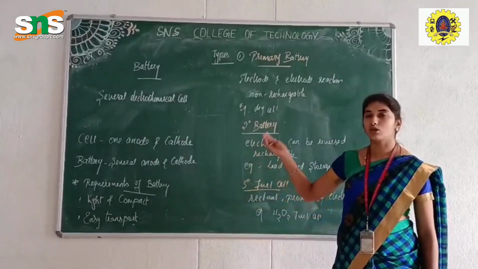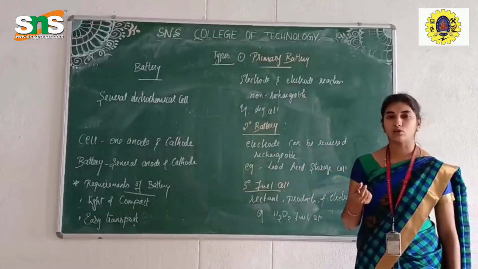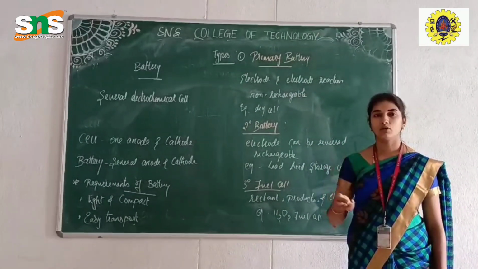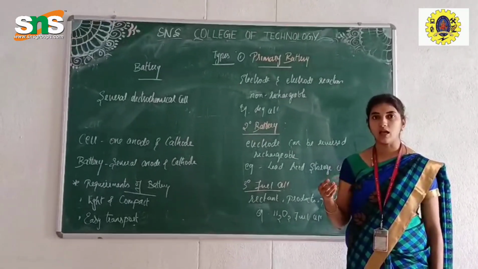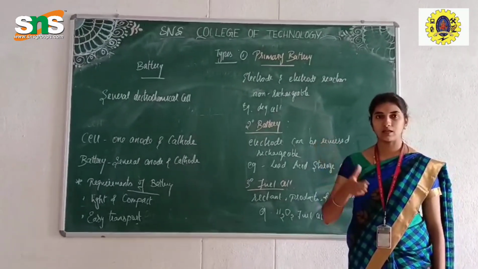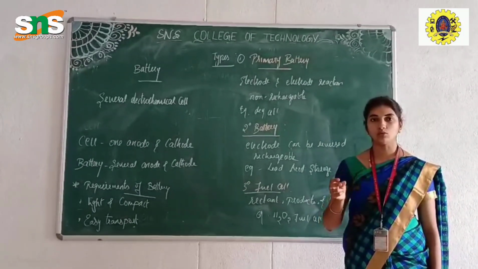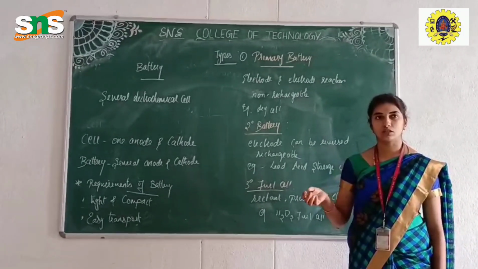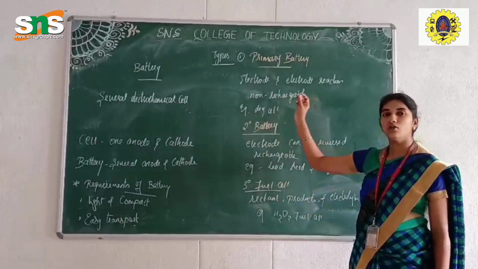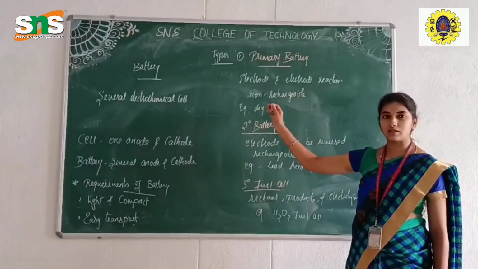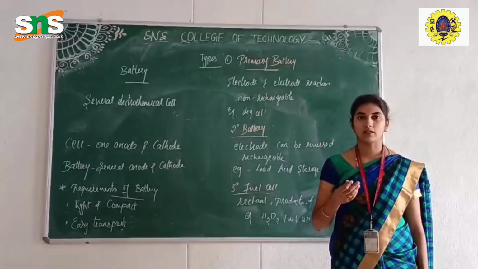The primary battery is one where the anode and cathode reactions cannot be reversed by passing an external electric current through the cell. Once the battery is used, the energy is down and it is exhausted. So this is the primary battery, and it is a non-rechargeable battery. For that, the example is a dry cell or a mercury cell, which is an improved form of the dry cell.